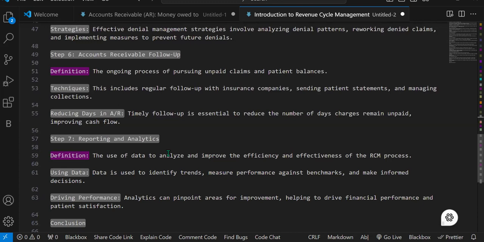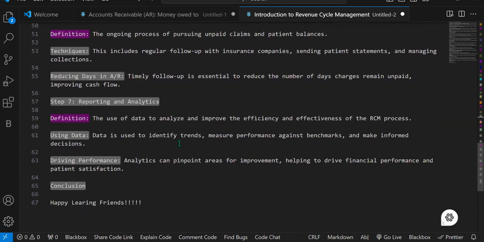Data is used to identify trends, measure performance against benchmarks, and make informed decisions. Driving performance: analytics can pinpoint areas for improvement, helping to drive financial performance and patient satisfaction. I hope you understand what reporting and analytics is. You will have some data, and you have to check it thoroughly. Only then should the doctor's office give the treatment, and only then will you get the payments from the insurance company. So this is all about reporting and analytics.